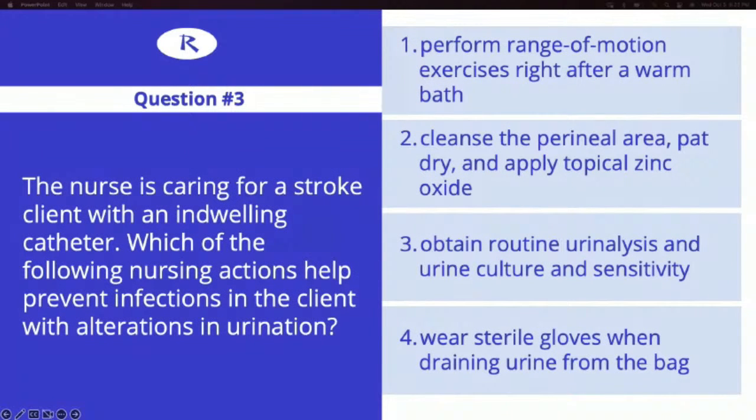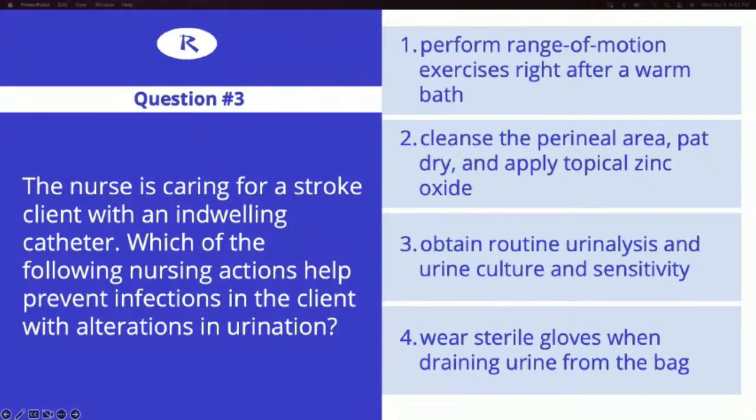How many are 2 for 2? Question number 3. The nurse is caring for a stroke client with an indwelling catheter. Which of the following nursing actions help prevent infections in the client with alterations in urination?